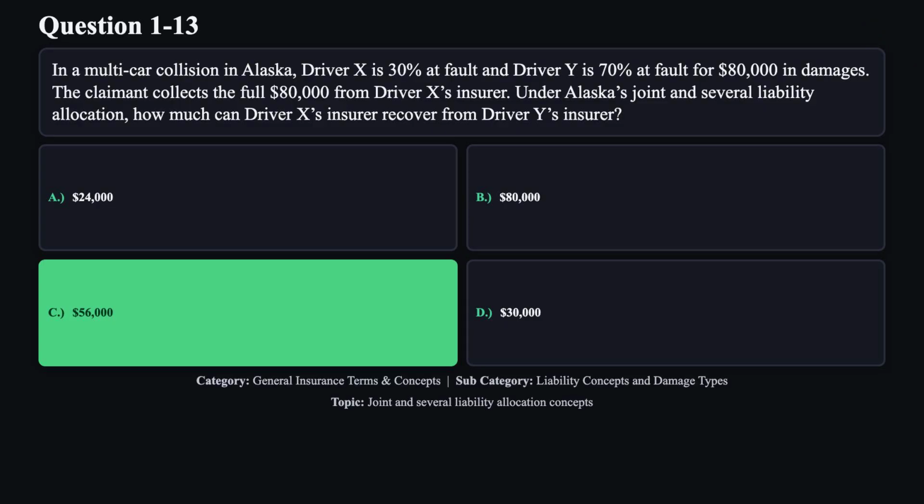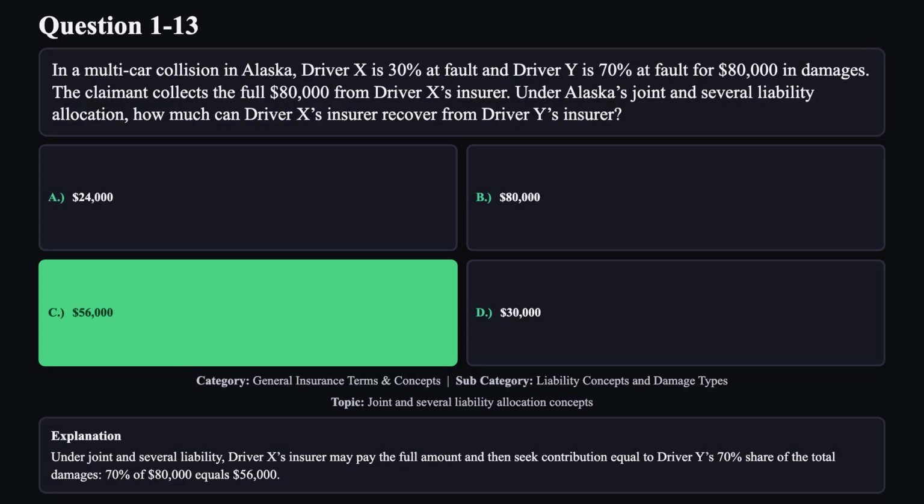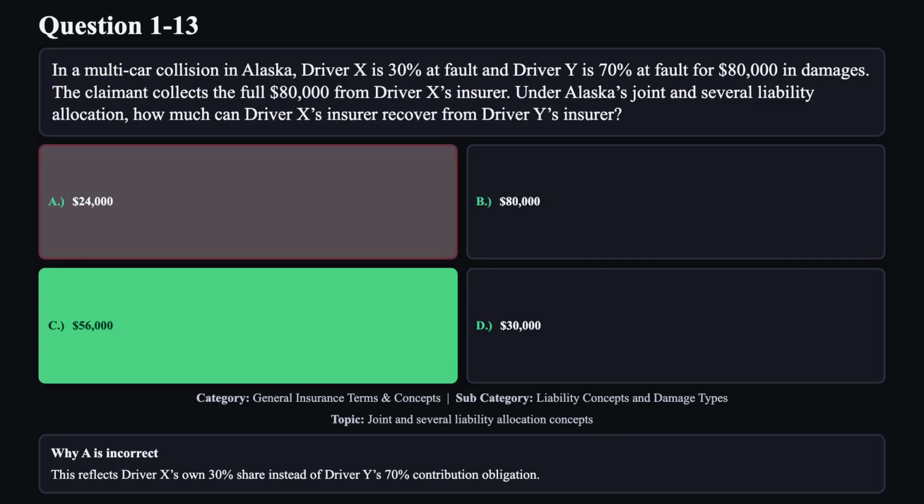The correct answer is C. Under joint and several liability, driver X's insurer may pay the full amount and then seek contribution equal to driver Y's 70% share of the total damages. 70% of $80,000 equals $56,000. Reason A is not correct. This reflects driver X's own 30% share instead of driver Y's 70% contribution obligation.